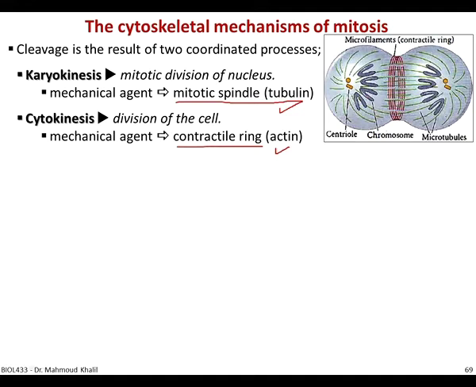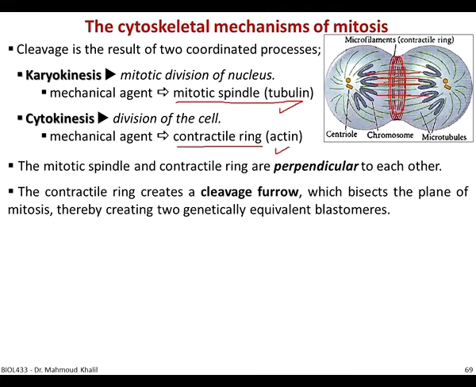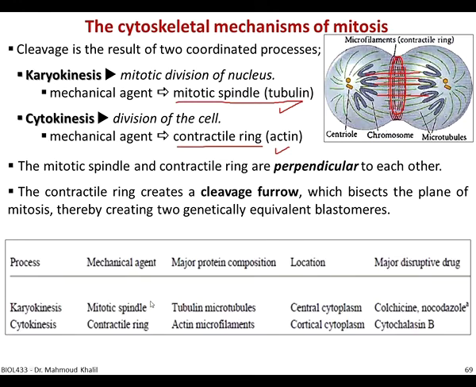So we have a contractile ring. You can see this is the contractile ring, which helps in the division of the cytoplasm, and you have the tubulin, which forms the mitotic spindle, transversing the contractile ring, and that's why they appear perpendicular to each other. These two mechanical agents will aid in the process of mitosis. This contractile ring will generate the cleavage furrow, which will soon bisect the blastomere into two smaller, genetically equivalent blastomeres.